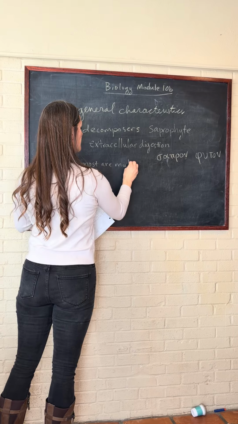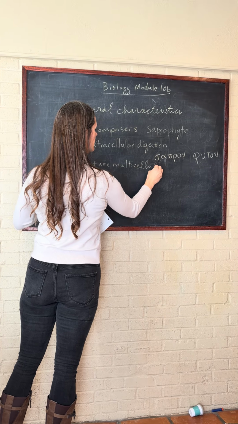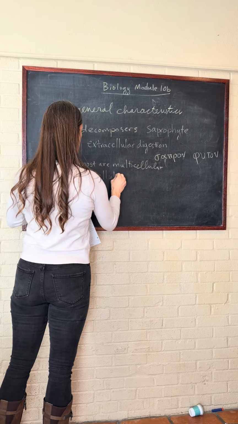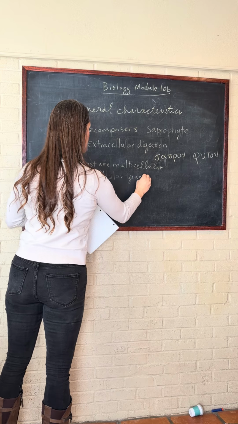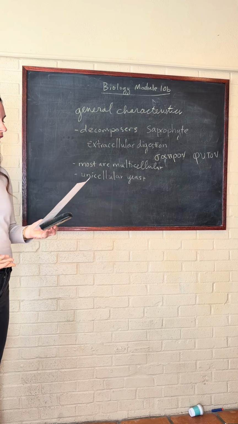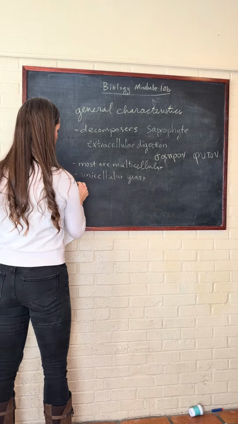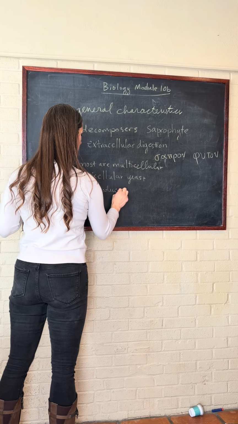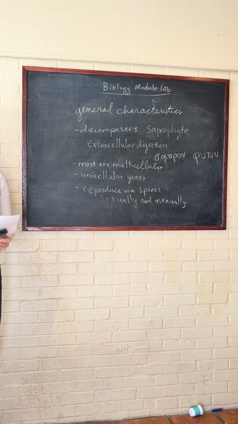Most kingdom fungi are multicellular, and there's some unicellular ones, which are really famous because our unicellular ones are yeast, which we use in making bread. So you're very familiar with these. Okay, how do fungi reproduce? They reproduce via spores. And they can reproduce actually in a number of different ways, sexually and asexually. So they're very successful as a kingdom. They have lots of ways to reproduce.